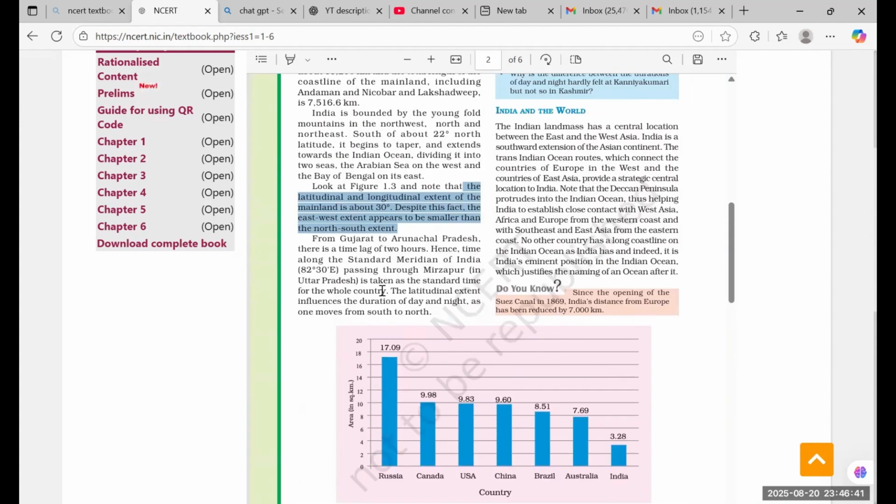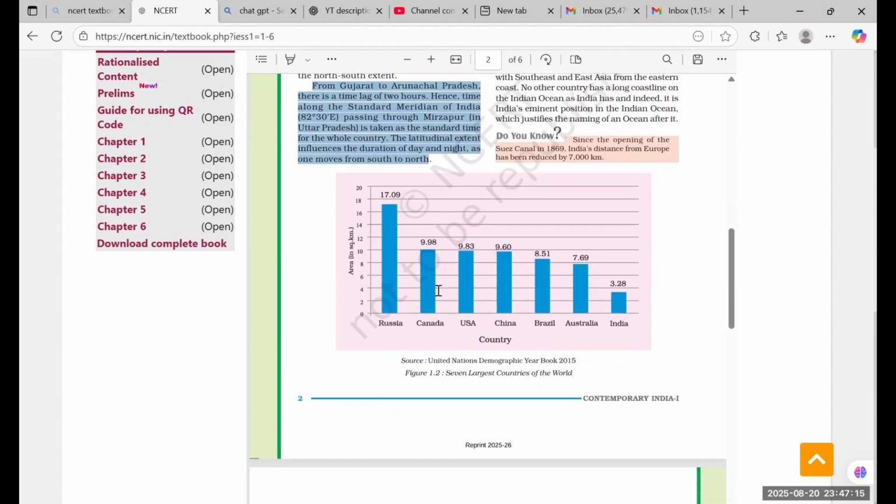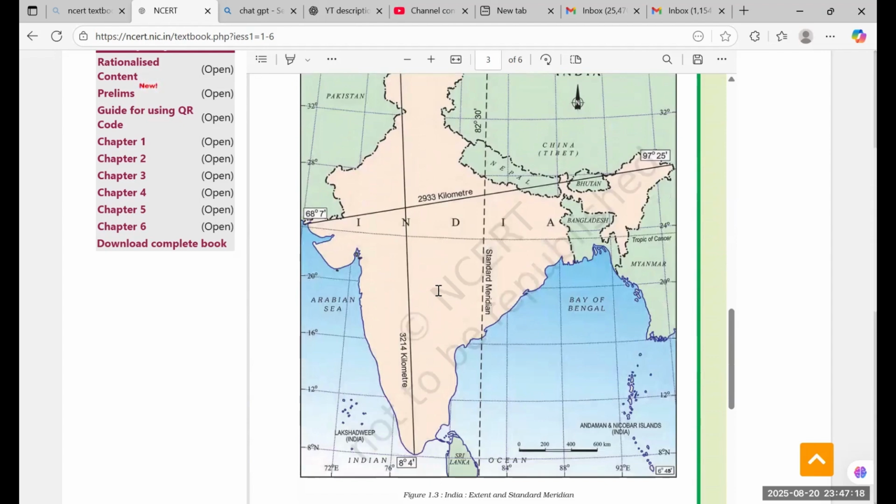So now coming to the next part of the paragraph, just see here, from Gujarat to Arunachal Pradesh, there is a time lag of 2 hours. So the question which we need to cover is: why is a standard meridian required? Or, another way of asking the question, why is 82°30' east taken as the standard meridian? So for this, again, we'll come to the map and try to see this.